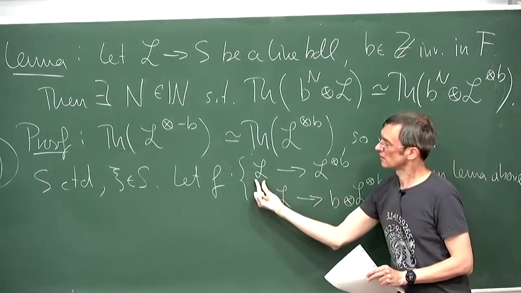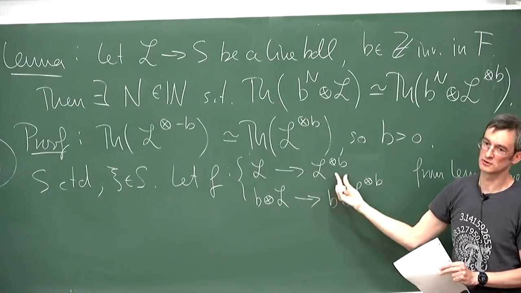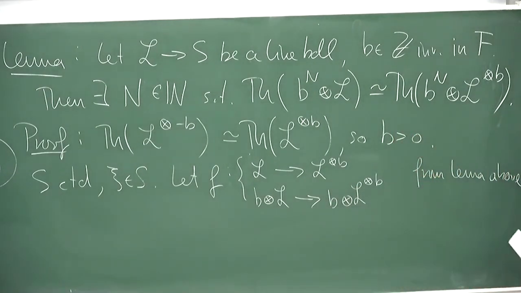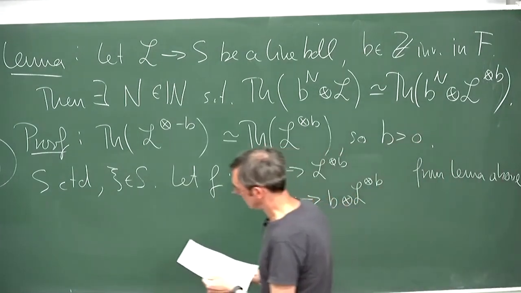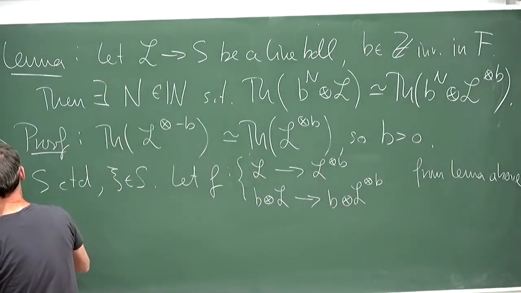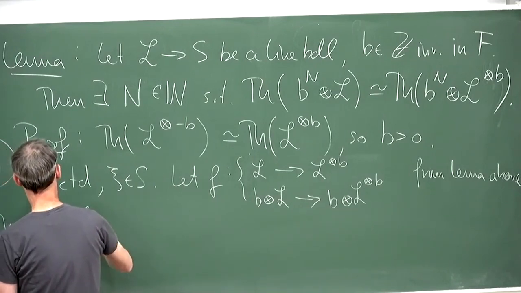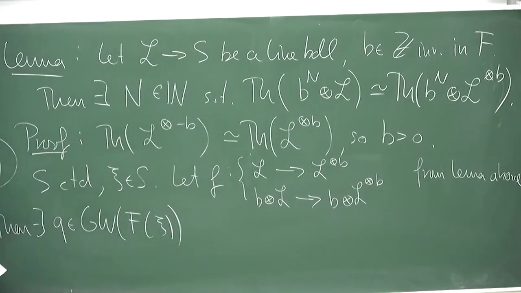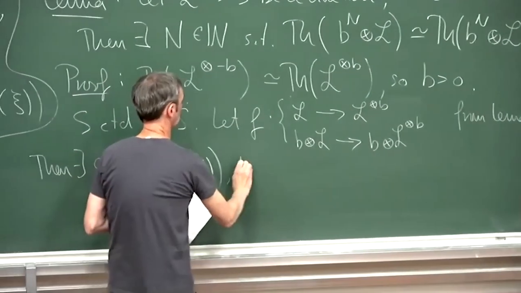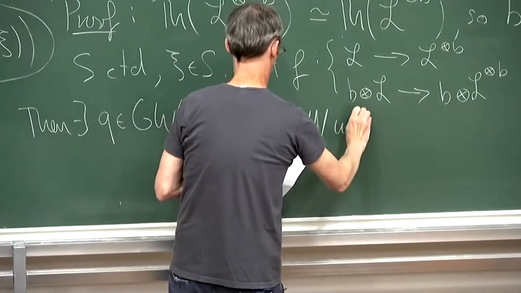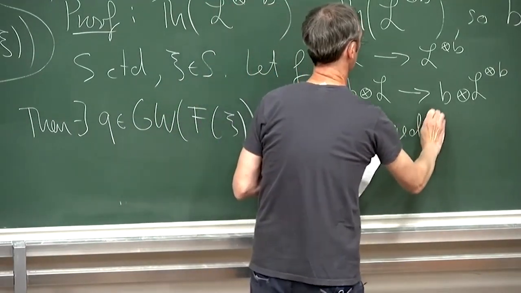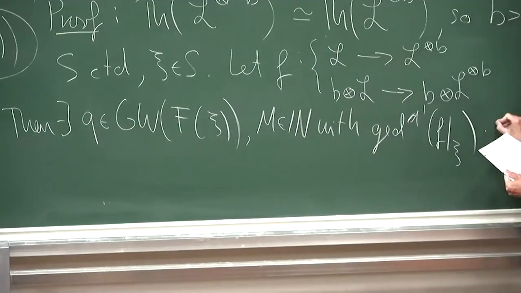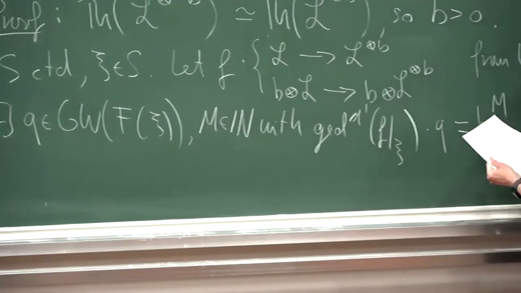So this would send a vector V to V tensor V tensor and so on, B many times. And you do the same here on sections. And then this lemma tells us there exists some quadratic form over the function field and some integer m with the property that the unoriented A1 degree of f restricted to the generic point times q is then b to the m.